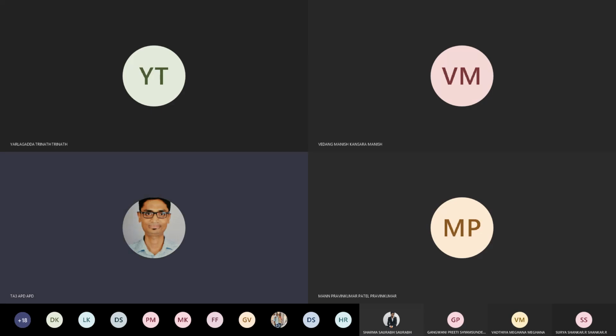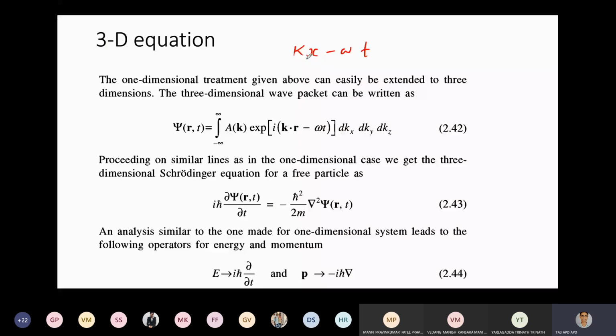omega t. That's what we had. Okay. And this was only for one dimension. So if you want to write this in 3 dimensions, one can replace that whole factor by k dot r. Okay, k dot r. So this should simply give you kx x plus ky y plus kz z.